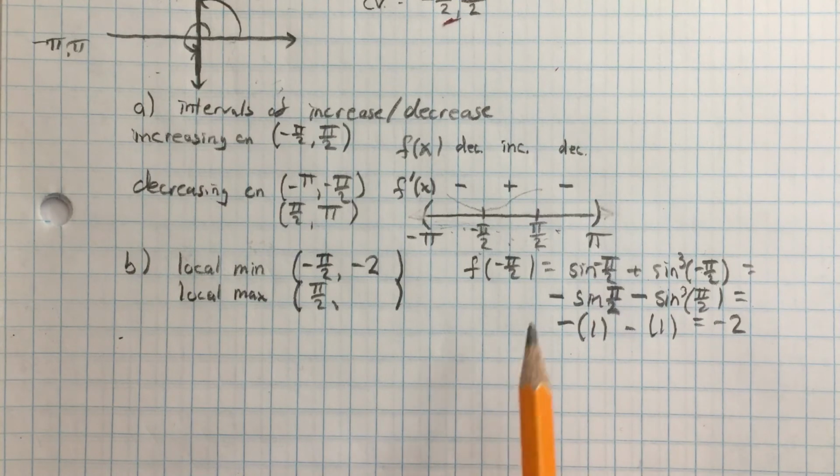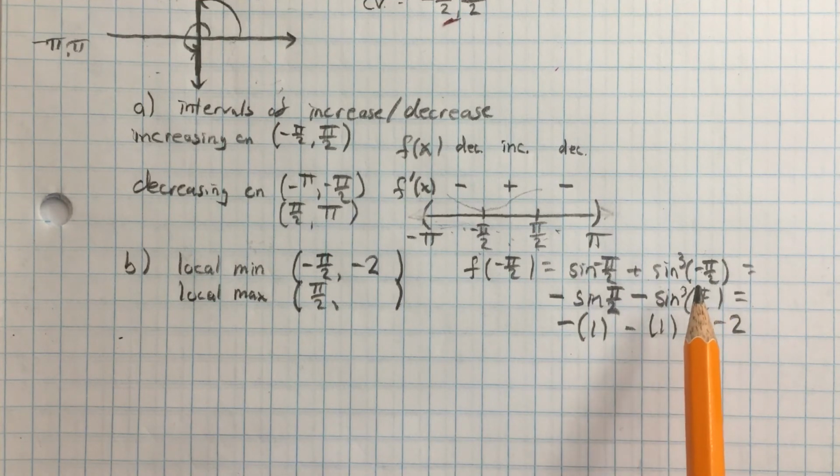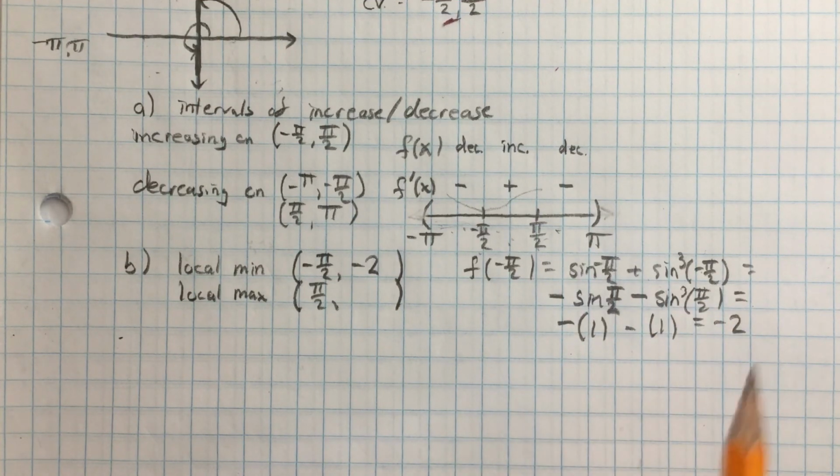Now, without doing this whole process again, it should be pretty clear that if you put pi on 2 in here, it's going to be the exact opposite sign of this one. Again, because sine is an odd function, so therefore we should have a positive 2 here. And there's our answer.